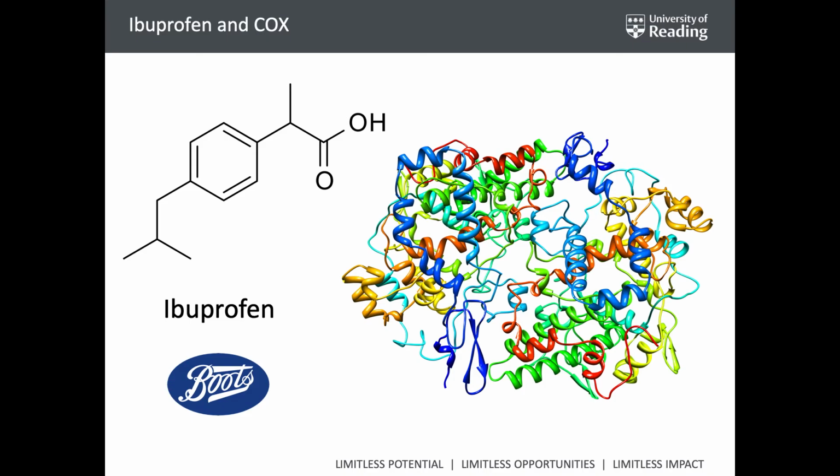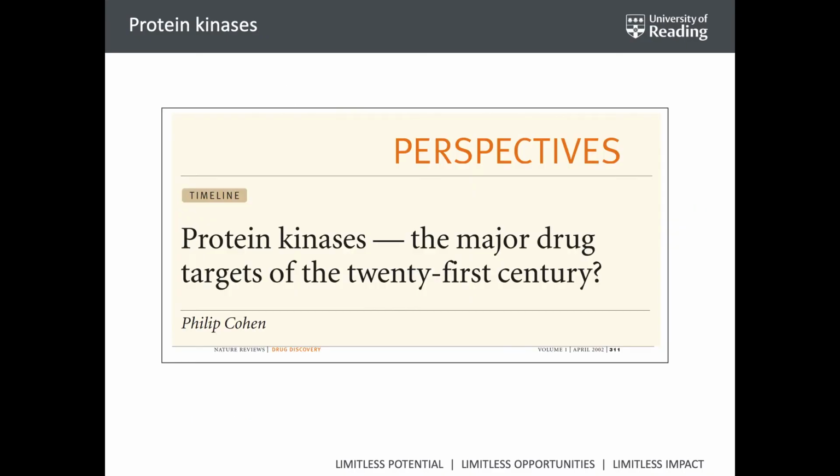So when you take an ibuprofen, what it's doing is inhibiting an enzyme, acting as a competitive inhibitor of that enzyme. For the last few slides, what I'll talk about are some of the other targets that are either emerging or now being used in clinical practice. And one of the key examples I'll use are protein kinases.